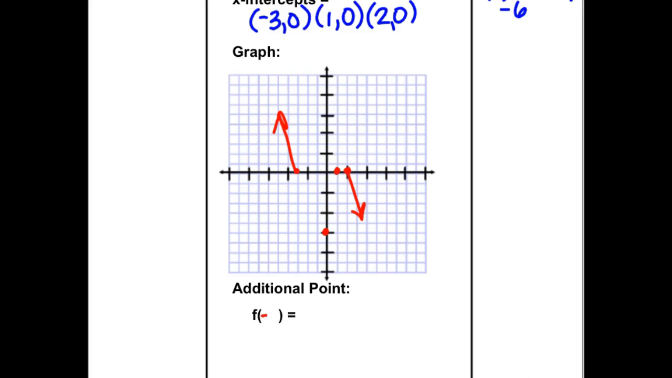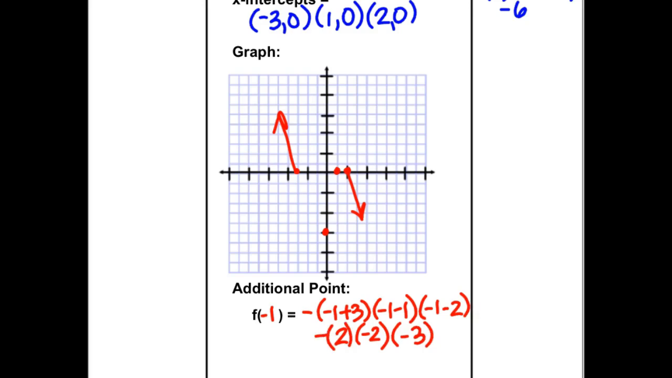So I'm going to find the value of f of negative 1. That means I'm going to do the negative of negative 1 plus 3 times negative 1 minus 1 times negative 1 minus 2. Well, negative 1 plus 3 is 2, negative 1 minus 1 is negative 2, and negative 1 minus 2 is negative 3, and we have a negative out front. So negative 2 times negative 2 is positive 4, times negative 3 is negative 12. So that means that at negative 1, I'm going to be down at negative 12. So my graph comes way down here, spikes up, and comes up to here, because you won't have any points in between to worry about.